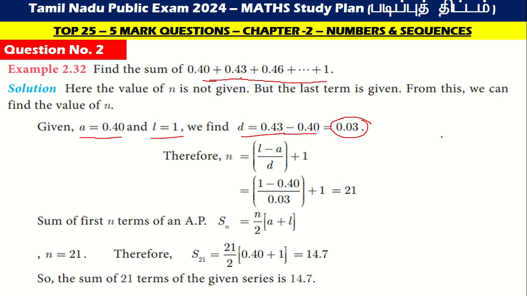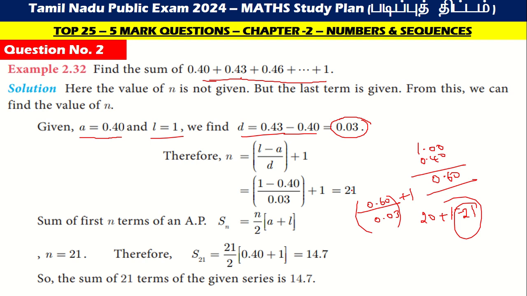So 1 minus 0.4 gives you 0.60. So 0.60 divided by 0.03 plus 1. If you divide these two, you will get 20. Plus 1 is equal to 21. So this is that 21. The sum of n terms of an AP, Sn is equal to n by 2 times (A plus L). Which means 21 by 2 times (0.40 plus 1), which is 1.40. If you cancel these two, you get 14.7. So the sum of 21 terms of the given series is 14.7. Let us go to the next one.